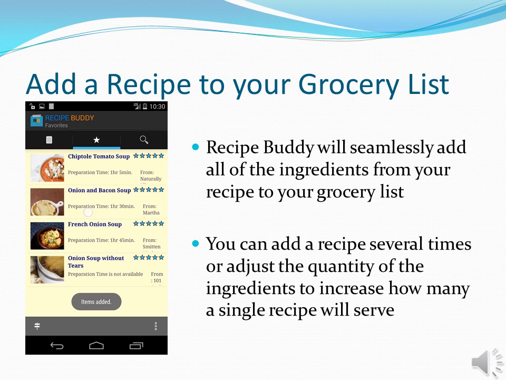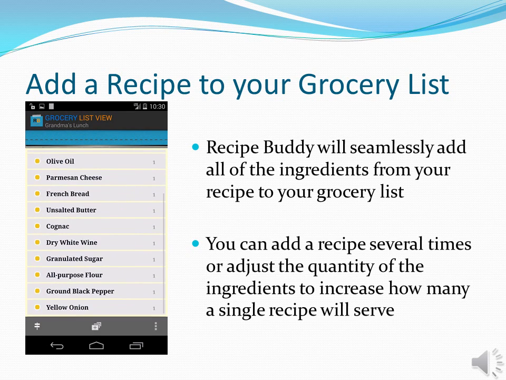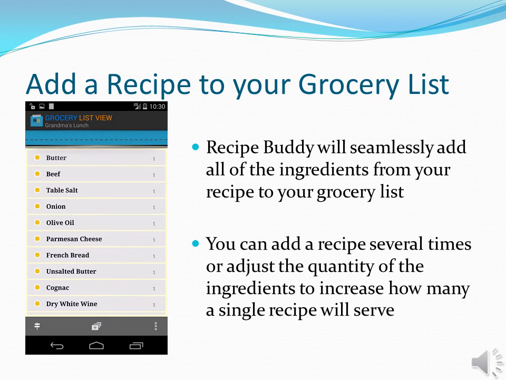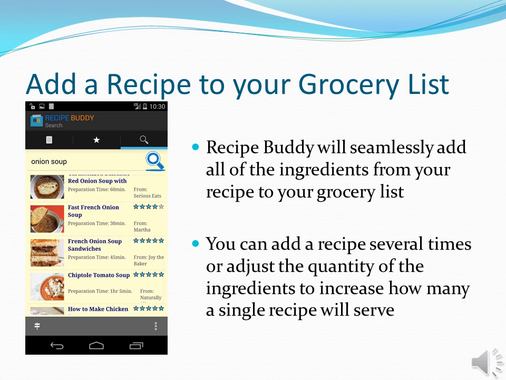You see the items have been added to grandma's lunch. Now there's 14 items inside of grandma's lunch. These are the 14 items that I need to make the French onion soup. So there's a quick and easy way for you right there to see how I can search for something using the magnifying glass up here. Search for whatever recipe you want.